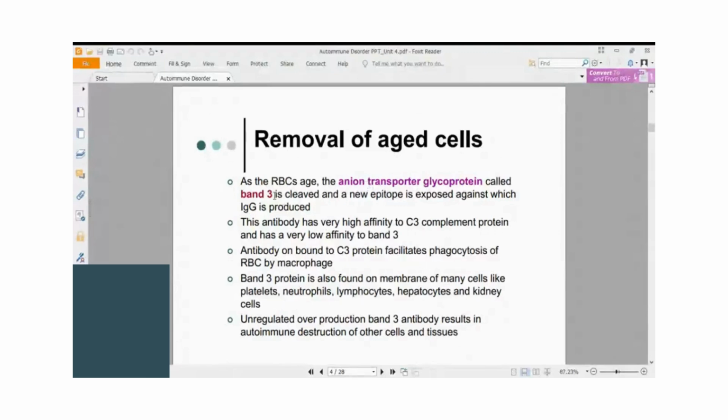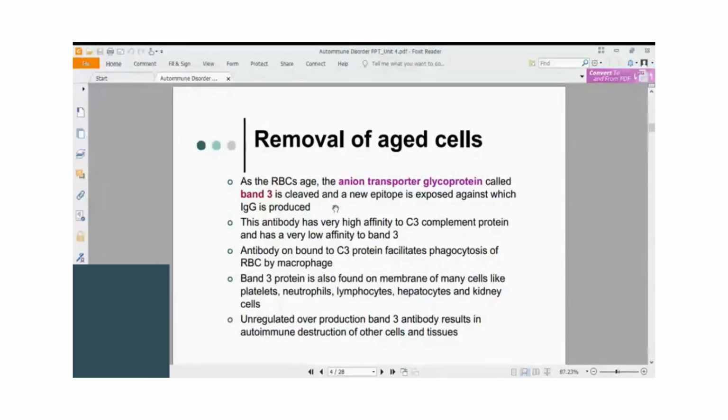And due to the action of serine protease in the aged RBC, that protein is cleaved, then the extracellular domain is lost. The anion transporter glycoprotein loses the extracellular domain, and a short stub will remain on the membrane of the RBC. Okay, and that short stub that remains on the membrane of the RBC is recognized by the IgG antibody produced by our body.